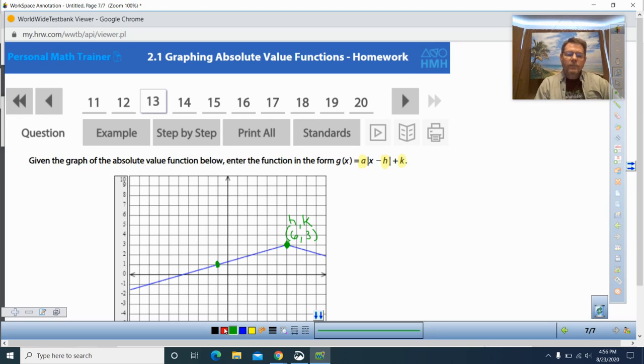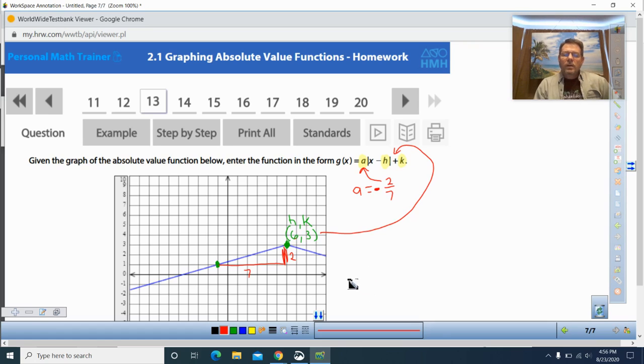So let me put this in red. We got 2 up and 7 over, so it's 6 plus 1, that's 7. Okay, so our A is going to be equal to 2/7. Is that correct? Almost. But remember, this is opening down, so it has to be negative to open down. So now we got our A, our H, and our K. We're just going to plug those three things in, and you got your equation.